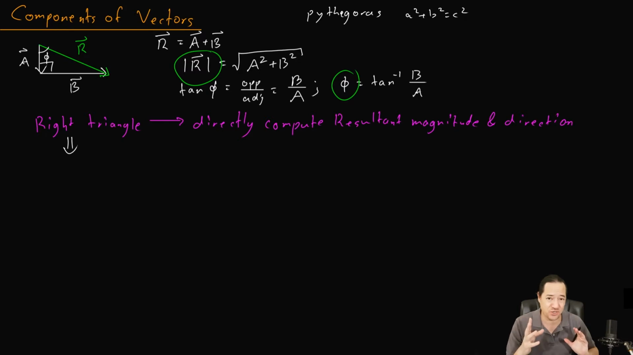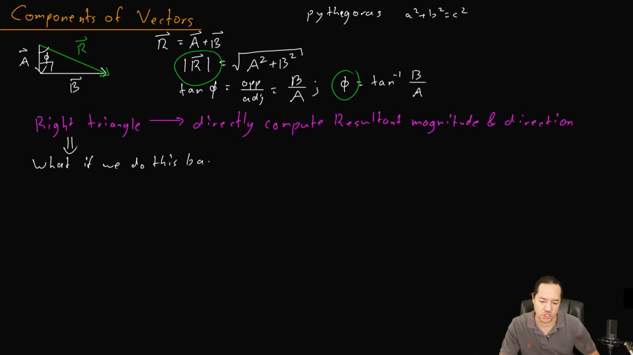That's nice. But so what? Well, here's sort of the genius move. Instead of looking at two vectors we add to get a resultant, what if we try and reverse the process? Okay, we're going to do it backwards. So this is the idea. What if we do this backwards?